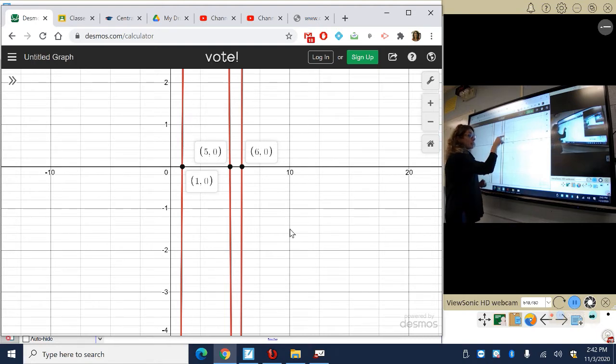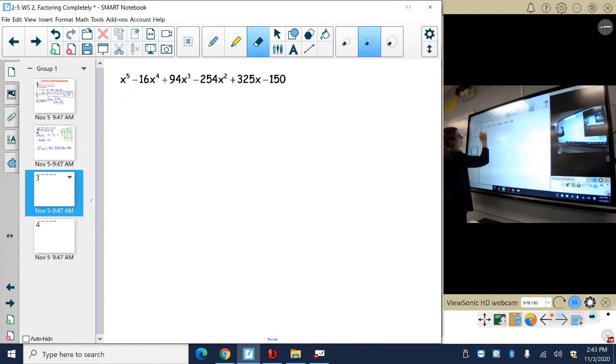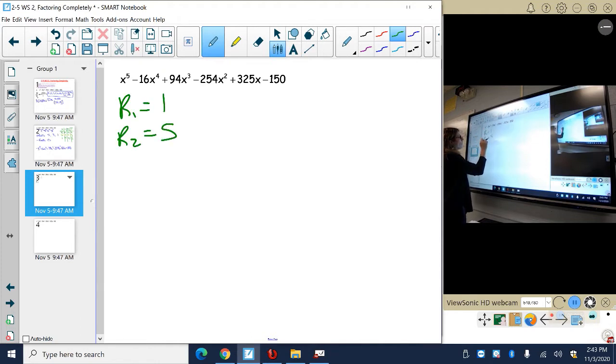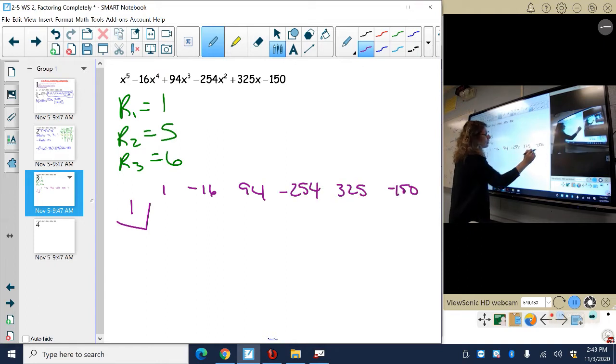So I'm going to do synthetic division at those 3 values, 6, 5, and 1. So I'm going to come over here, and I'm going to do root 1, 1, root 2, 5, and root 3, 6. Those are what I have to do synthetic division at. So if I do that, I'm going to do 1, negative 16, 94, negative 254, 325, and negative 150.